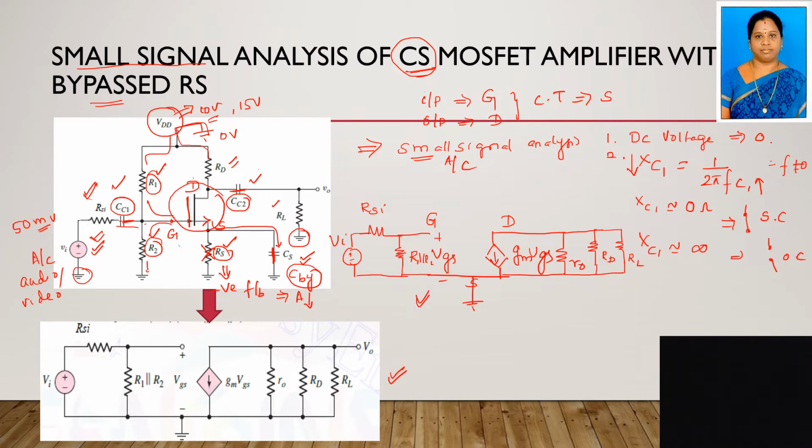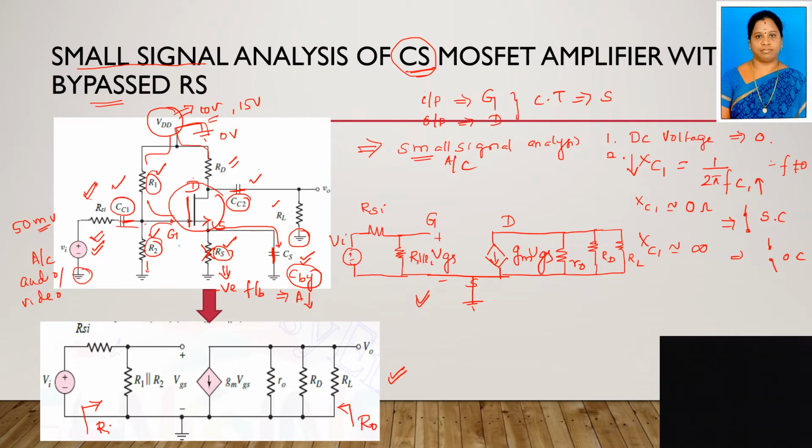So in this you have to know that when we are looking from here, this is your input resistance, that is, the input resistance looking into the amplifier, right? When you are looking from here, this is your output resistance, right?